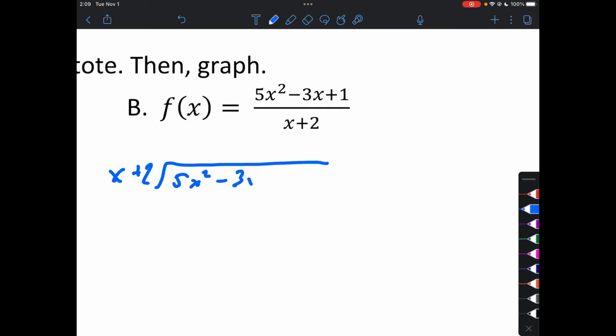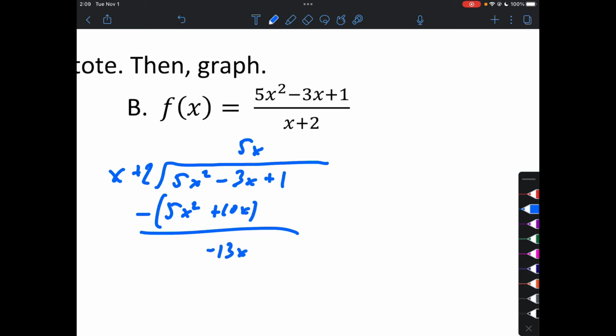So I set up my long division. And if I divide, we get 5x. So 5x squared plus 10x. That'd be negative 13x plus 1. And that'd be negative 13. And again, we don't actually need to keep going at this point. We have 5x minus 13. That is our answer. That is where we can stop. Okay, now we can figure out what else we need to figure out and go from there.